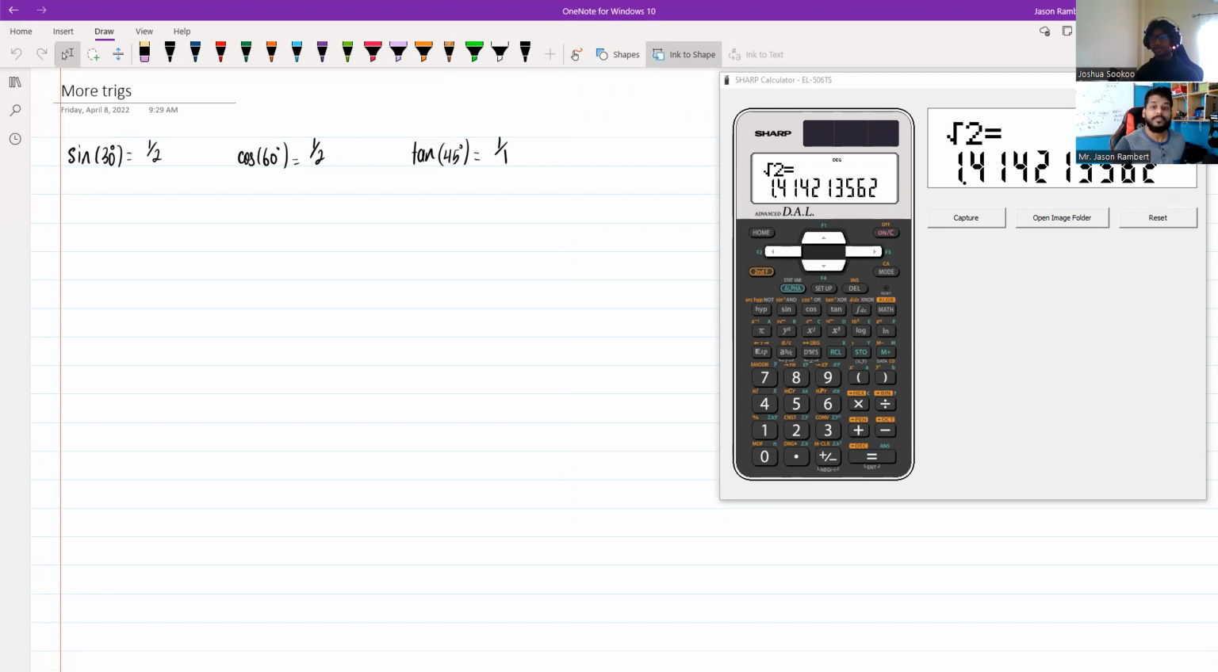A triangle? Very good. What kind of triangle? A right angle triangle. So I know that those sine, cosine, and tan, they have a relationship with a right angle triangle. Yeah? So let me draw a right angle triangle here. We have a right angle triangle here, right?